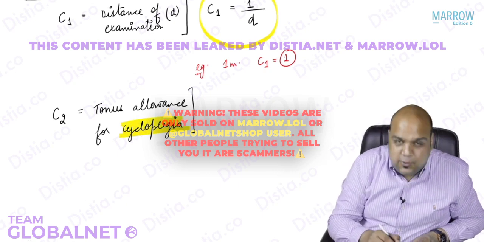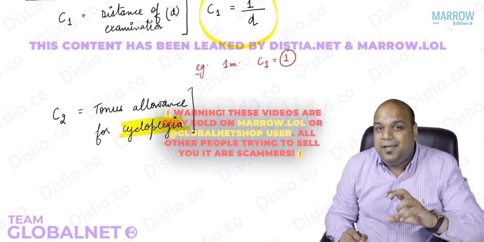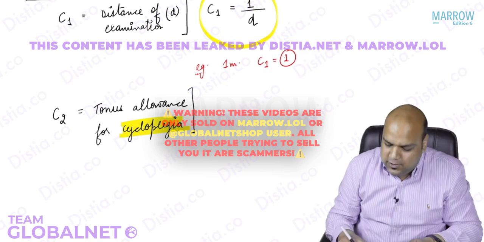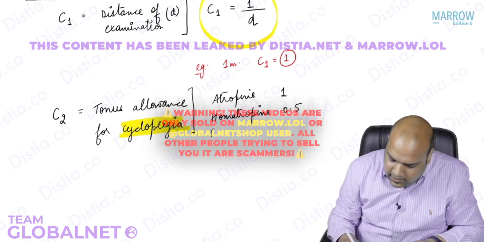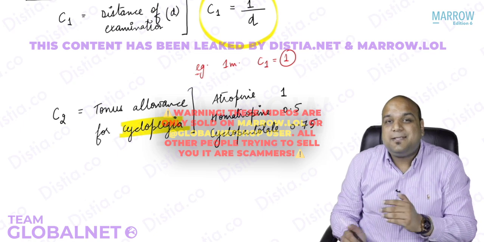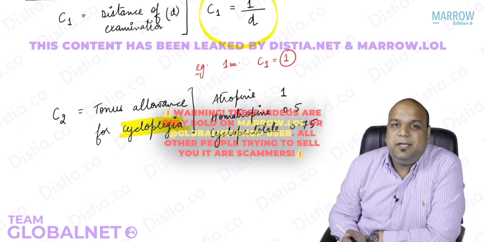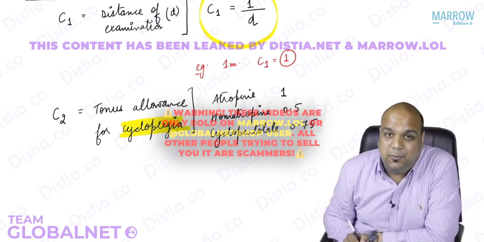Okay, everybody? So when you are doing cycloplegia, there has to be some tonus allowance for the drug used, everybody. What is the tonus allowance, everybody? Atropine: the correction factor for atropine is 1. Home atropine: the correction factor for home atropine is 0.5, and for cyclopentolate, this is 0.75. Okay, everybody. So based on the cycloplegic agent used, everybody, you have to correct the retinoscopy finding.